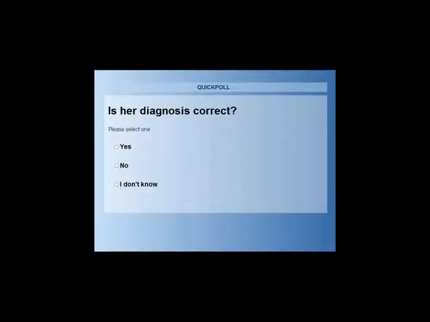Okay, so some audience participation. Does she actually have Lyme arthritis? Again, we'll probably go about 30 seconds on this one to get the maximum percent involved. Close the poll in about 10 seconds.